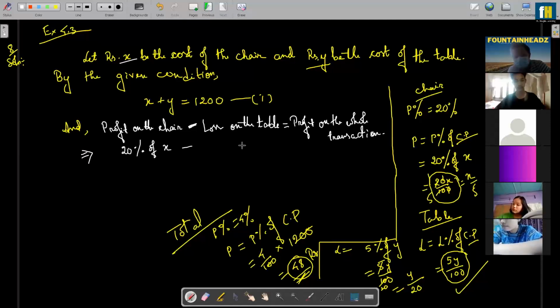Let's discuss the question. What is the loss? Loss percent of CP, loss percent is 5%. 5% of CP of Y. We want the profit on the whole transaction.